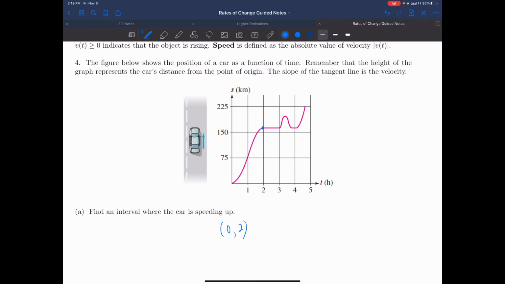Okay, so let's look at another one where it's speeding up. If we look from 3 to, what is that, 3 1/3, that would be another one. And at this end right here, this is another place where you'd have positive tangent lines. So anywhere the slope is positive is where the car is speeding up.